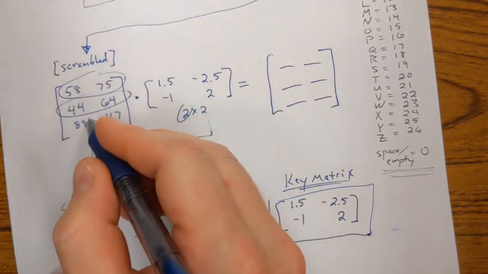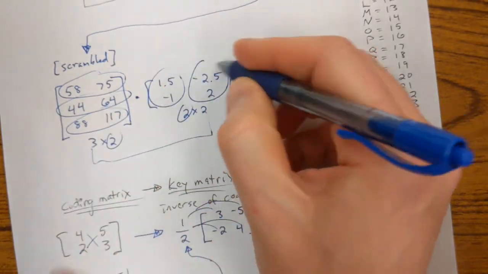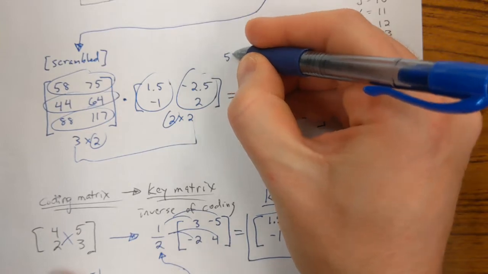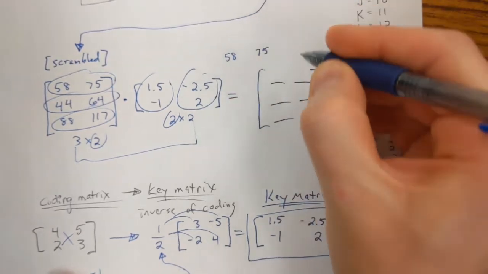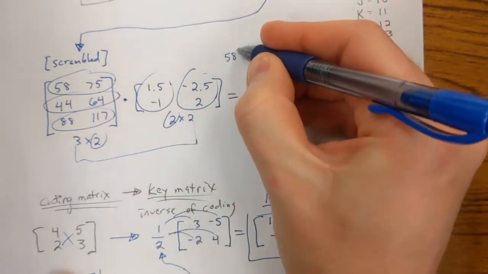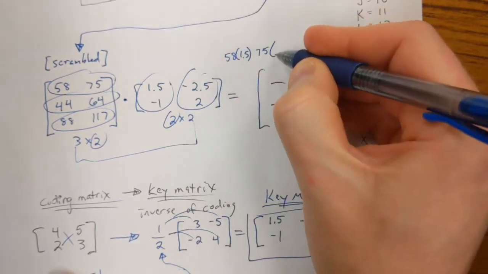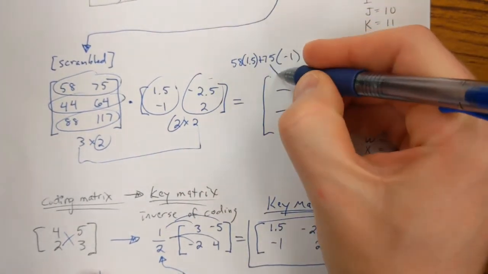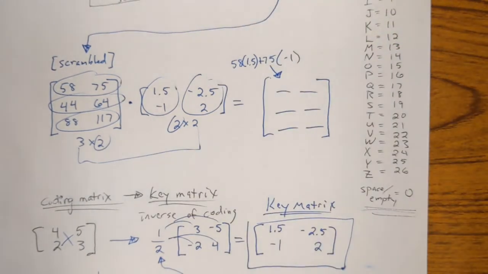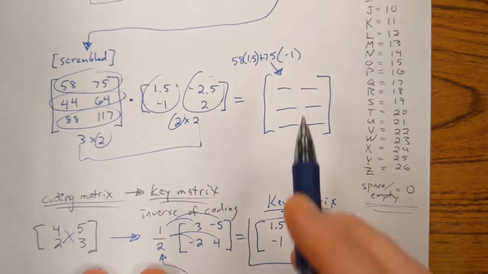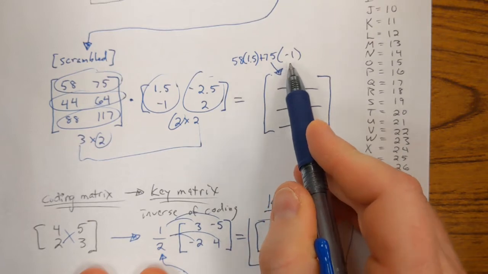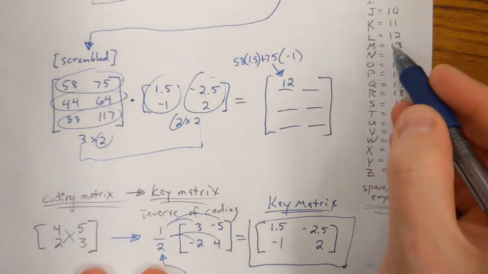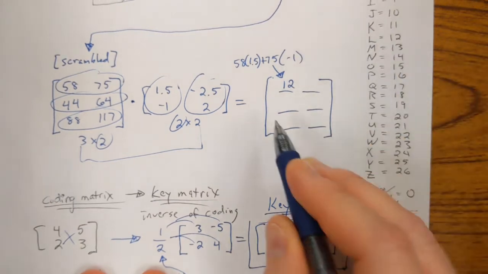We'll do maybe the first step or two together, and then I'll finish it off. So for my top left element, I'm going to take my top row, the 58 and the 75, and combine it with my left column, the 1.5 and the -1. Now listen, this should add up to the letter L. Let's see if it does. Well, this ends up being 87 plus -75, just like magic. Guess what? It came out to 12. It came out to L. This is great.